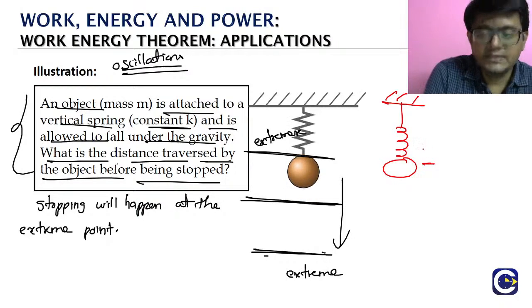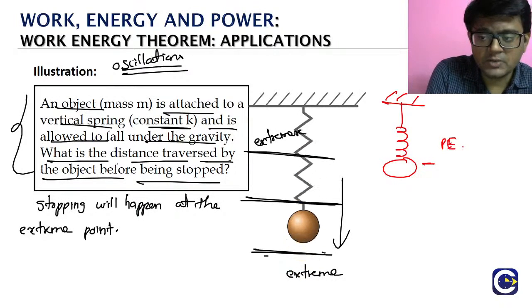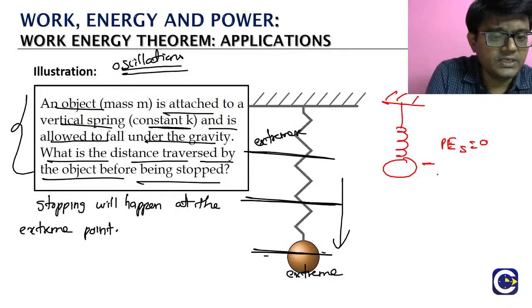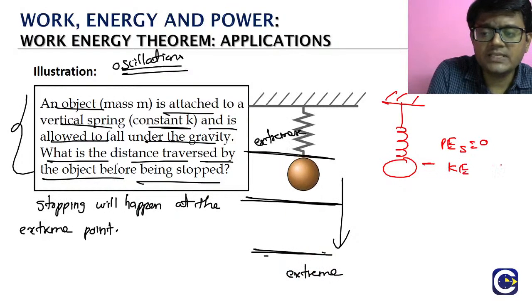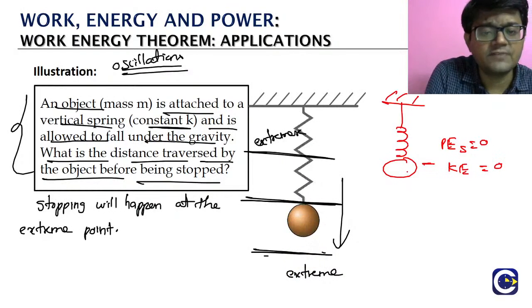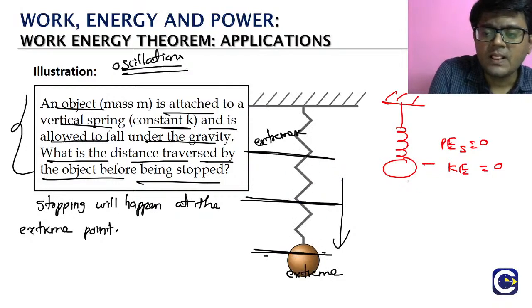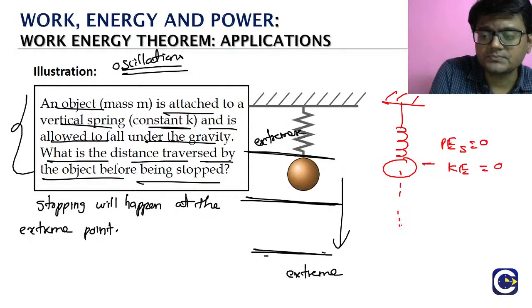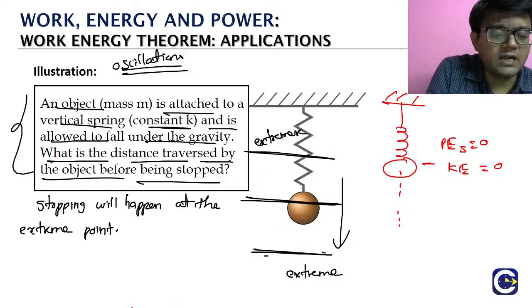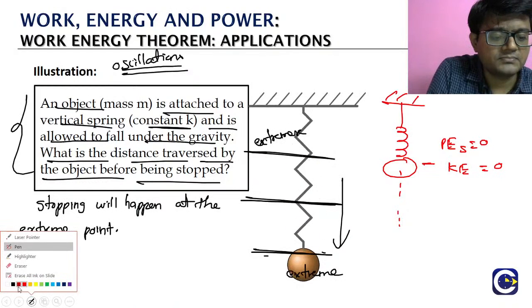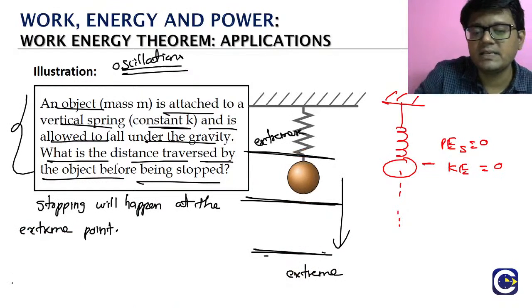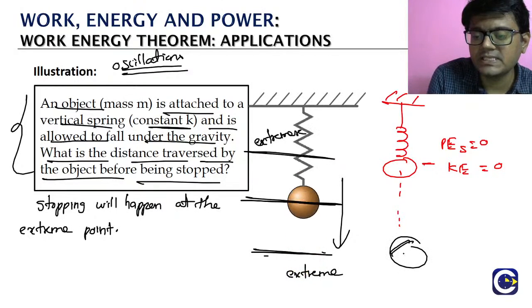So initially the spring's potential energy is 0, and the kinetic energy of the object is 0, since we are releasing from rest. Okay? Then it is coming down and reaching this extreme point. Look here, it is reaching this extreme point.